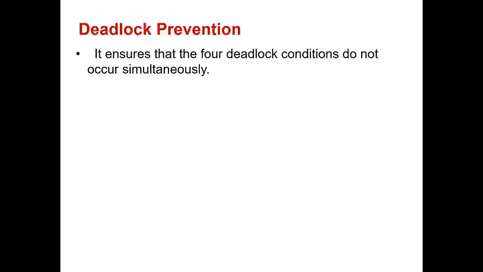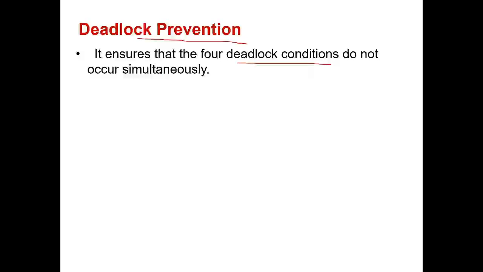Next we'll see deadlock prevention. Deadlock prevention means how you are going to prevent deadlocks from occurring. It ensures that the 4 deadlock conditions do not occur simultaneously. In the previous session we studied the 4 necessary conditions for deadlock: mutual exclusion, no preemption, hold and wait, and circular wait. If these 4 conditions occur simultaneously, then the system enters into the deadlock.